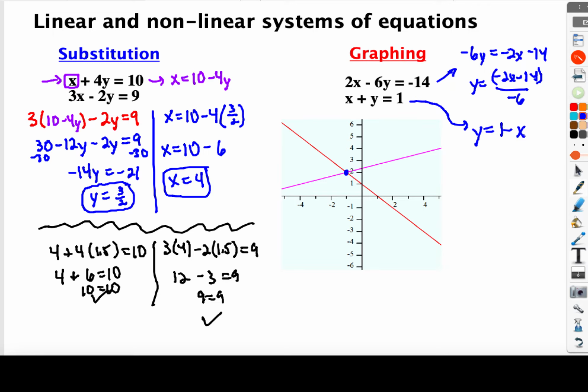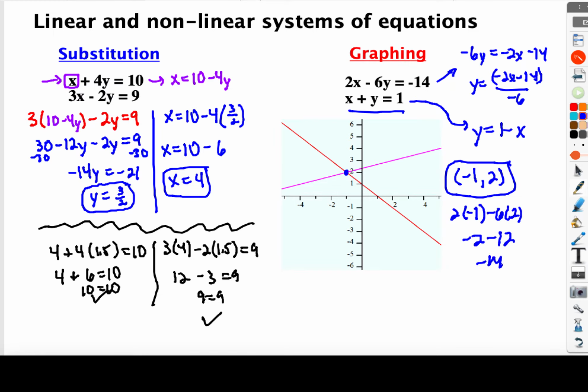Now we can see that on our graph on our screen, though, it looks to be about negative 1, 2. And again, we could take those numbers and plug them back into our equations and make sure they work. Obviously, in that second equation, negative 1 plus 2 is positive 1. I would say it's going to work in there. And again, we could check it out. 2 times negative 1 minus 6 times 2. Again, we're going to get negative 2 minus 12, which is negative 14, which is exactly what we wanted here. So again, we get a good answer of negative 1, 2.